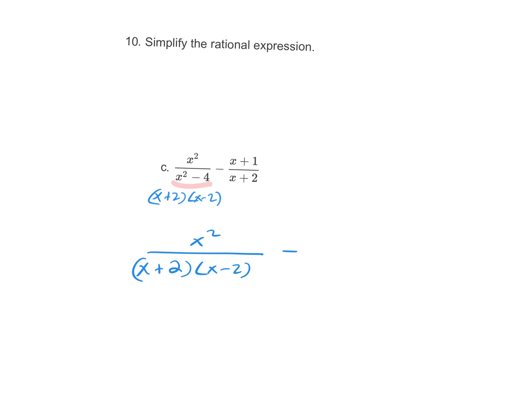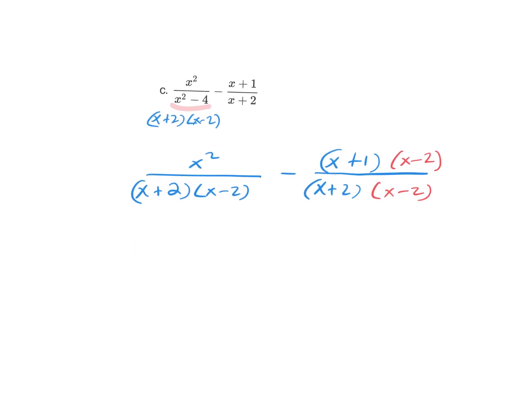Now the second fraction, though, it has the x plus 2, but what it's missing is the x minus 2. So again, whatever you're going to multiply to get into the bottom, you also need to multiply to the numerator. So up here, I still had the x plus 1 originally, and now I'm going to multiply it with an x minus 2. Do not try to cancel anything at this point. We need to FOIL or multiply this first and then combine it with that x squared.